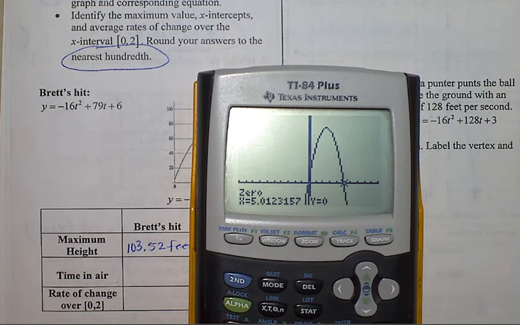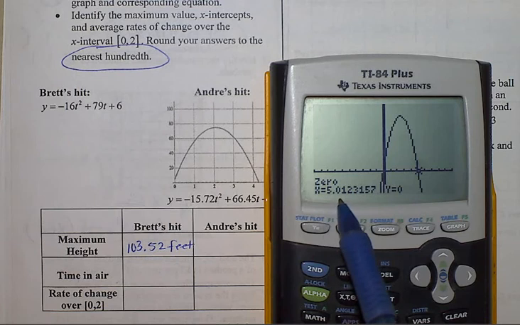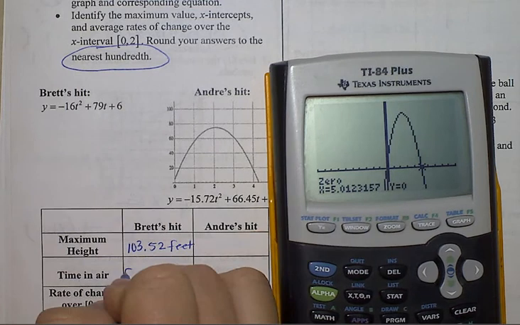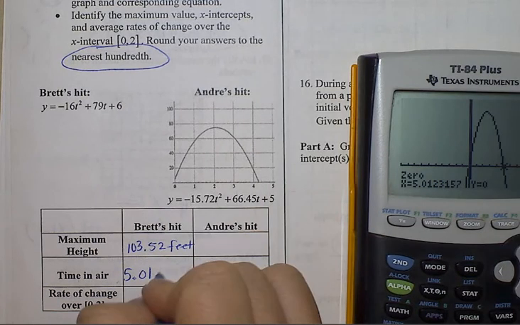Okay, so the x-intercept is 5, rounding to the nearest hundredth, 5.01. And remember, this is time in seconds.